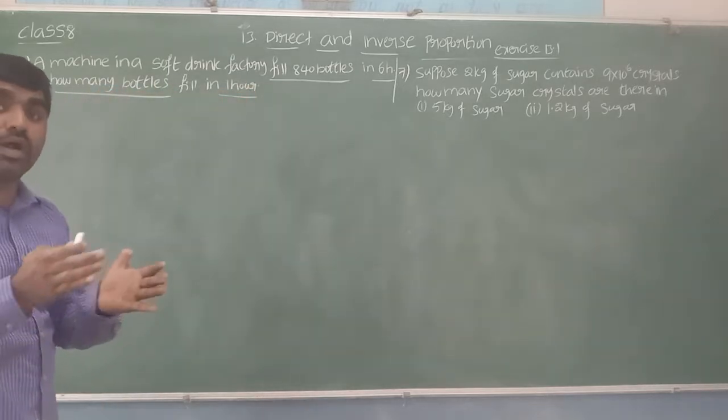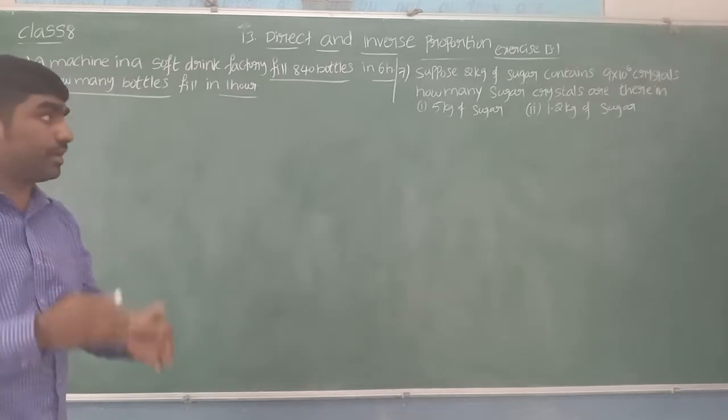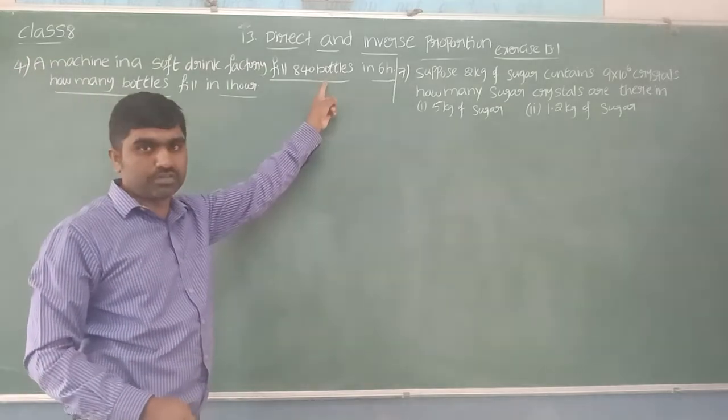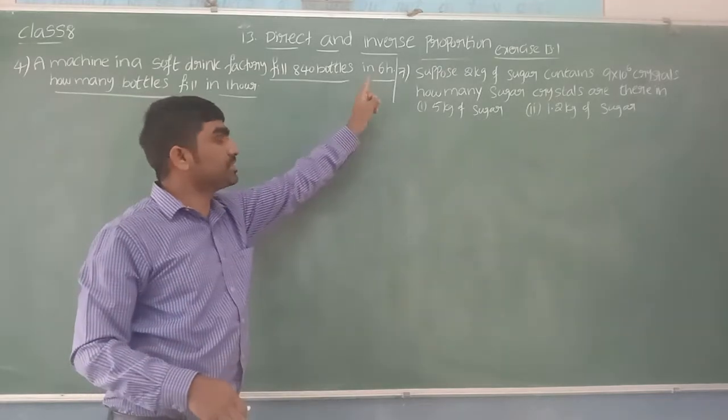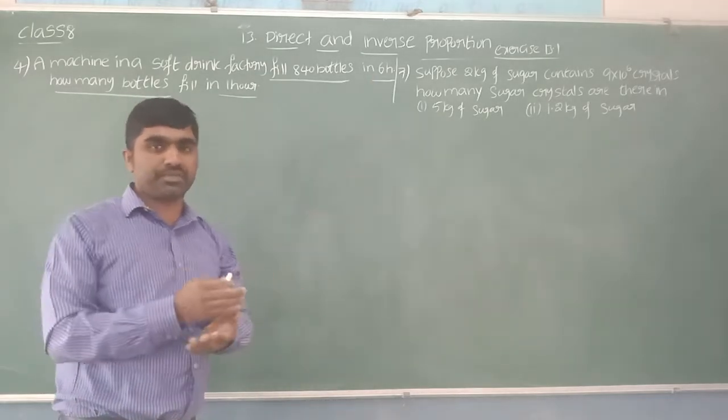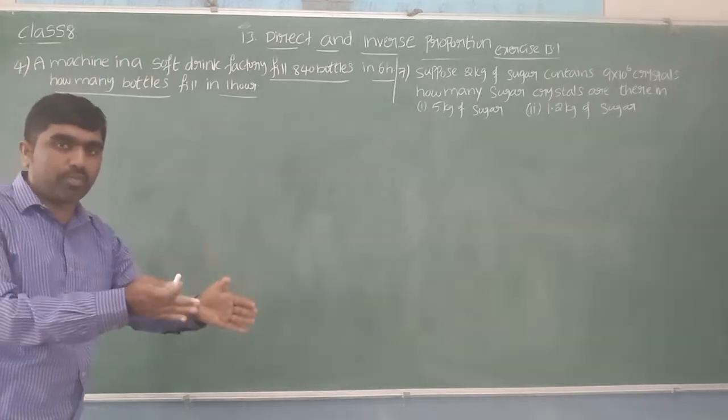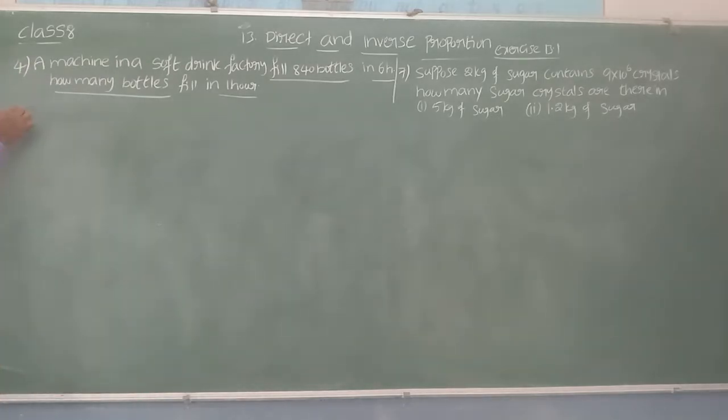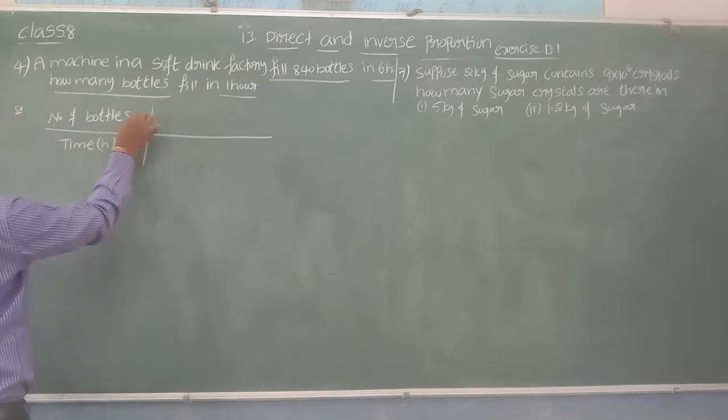First we need to identify the two quantities. Here the two quantities are the number of bottles and the time. Let us see the solution. Let me write the two quantities here: one is the number of bottles and the other one is time, which we are going to measure in terms of hours. The first quantity we will take as x and the second quantity as y.